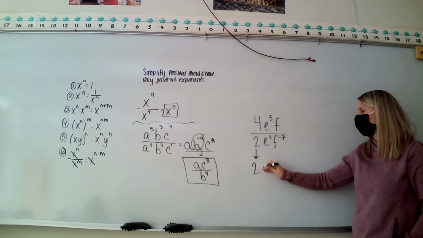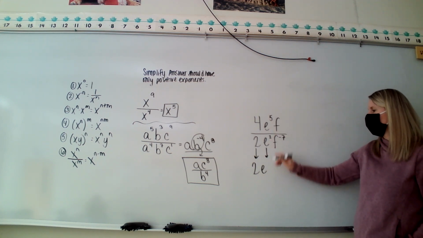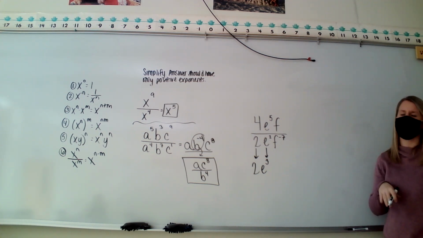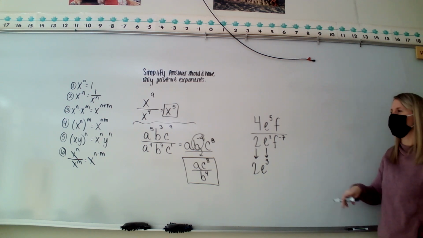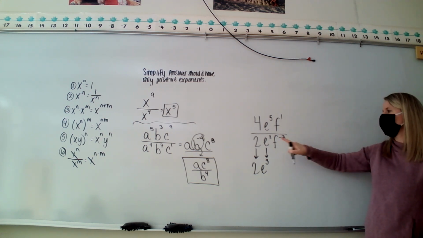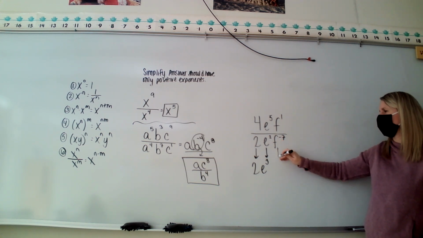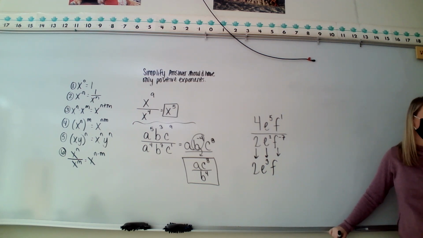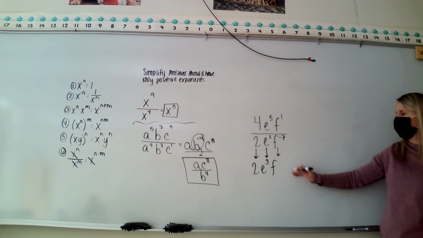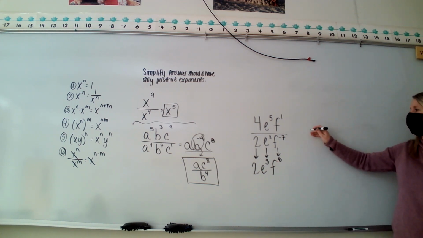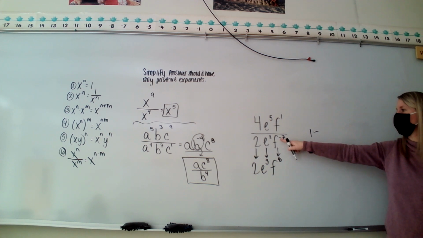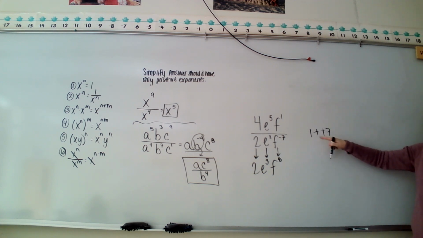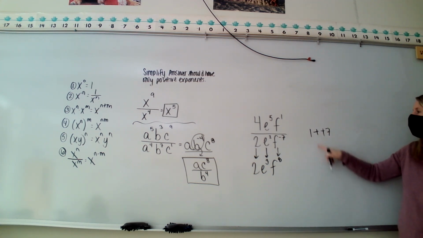Subtract for your e's. 5 minus 2 gives me e to the 3rd. Please be careful on this one. You know it, but you can get too lazy to think about it. f to the 1st divided by f to the negative 7th, what would that be? f to the 8th. Why? Because 1 minus negative 7, a double negative is a positive. Keep, change, whatever you want to call it. 1 plus 7 is 8.